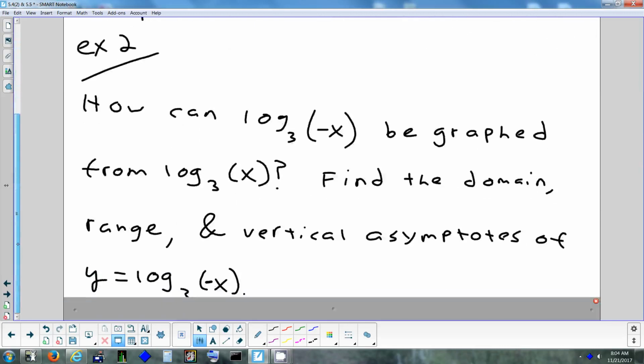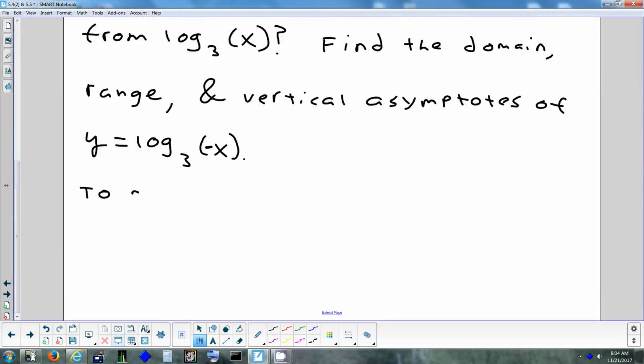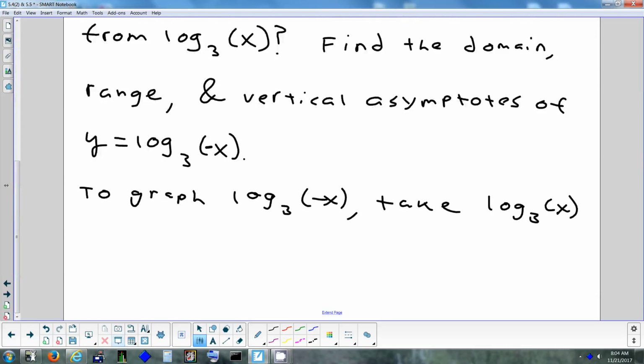So how can that be graphed? Let's write that down first. Right, so to graph log base 3 of negative x, take log base 3 of x and do a mirror image, or do a reflection over the y-axis.